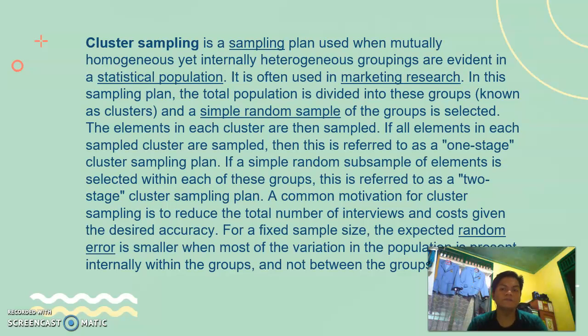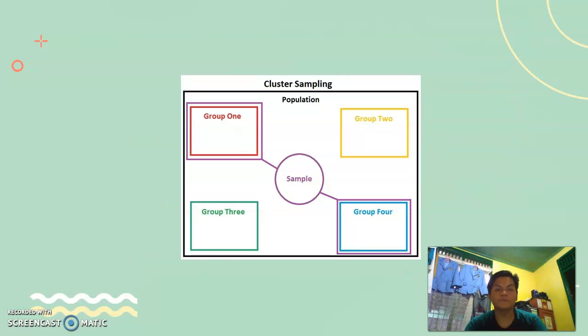If a random subsample of elements is selected within each of these groups, this is referred to as a two-stage cluster sampling plan. A common motivation for cluster sampling is to reduce the total number of interviews and cost, given the desired accuracy. For a fixed sample size, the expected random error is smaller when most of the variation in the population is present internally within the groups and not between the groups.